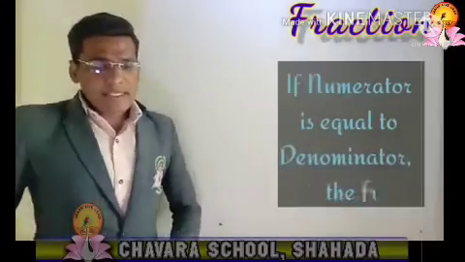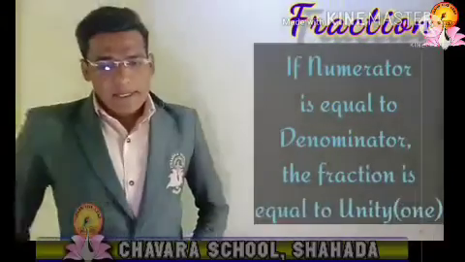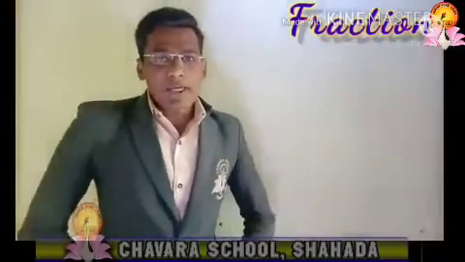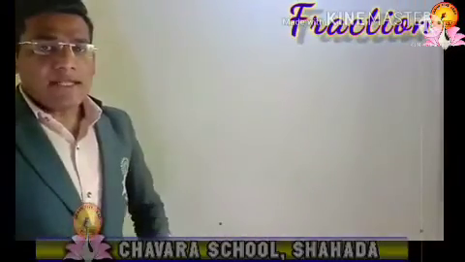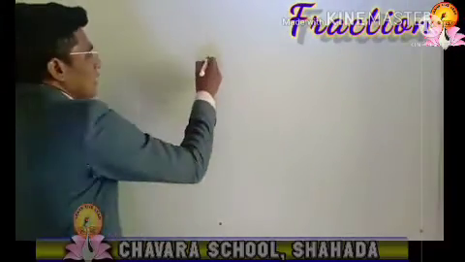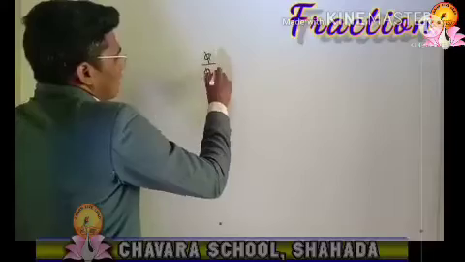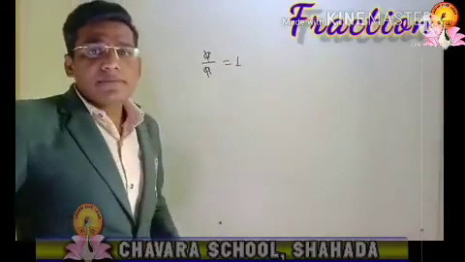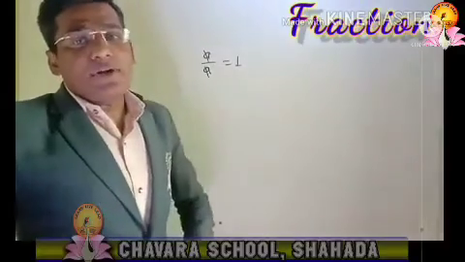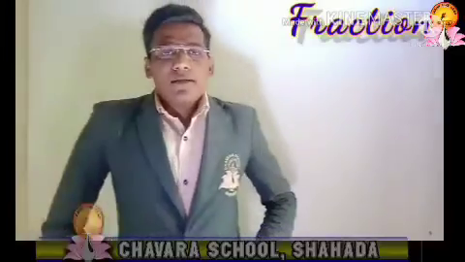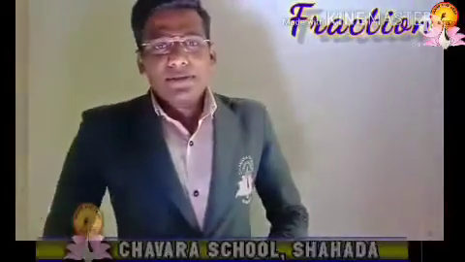If the numerator is equal to the denominator, the fraction is equal to unit or 1. If the numerator and the denominator are the same, then we know that a by a, both the a will cancel and it will be a unit, that is nothing but 1. Or any value divided by that same value is equal to 1. Now we will solve some examples.